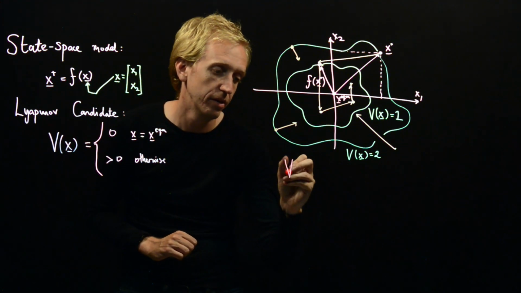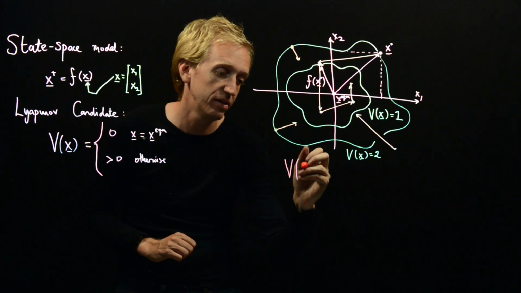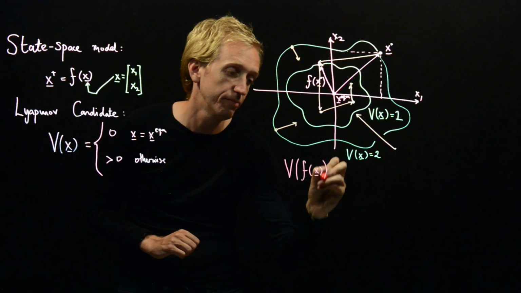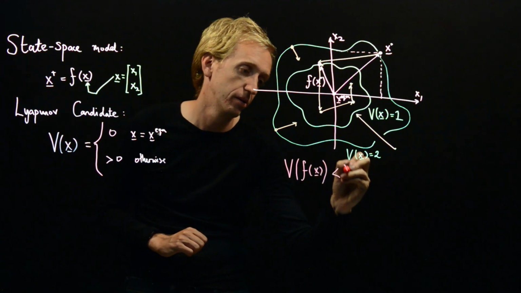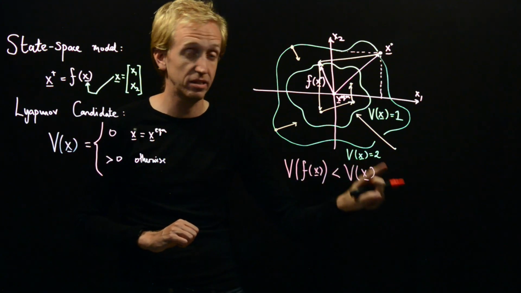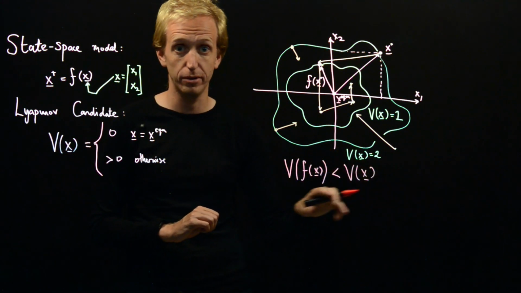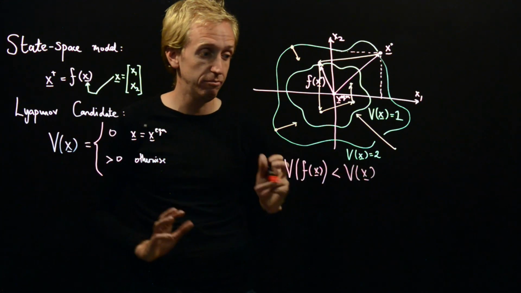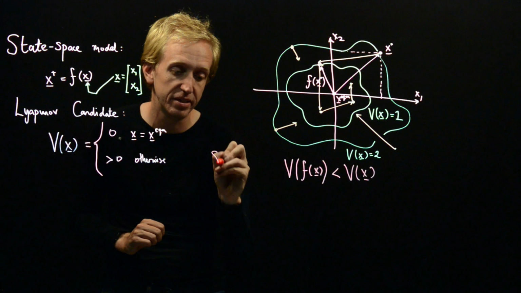It would mean that the value of our Lyapunov candidate, when we look one step into the future, is less than the value of our candidate where we were evaluated before. And if you satisfy this condition, you're called a Lyapunov function. And this is actually capturing exactly our idea of stability.